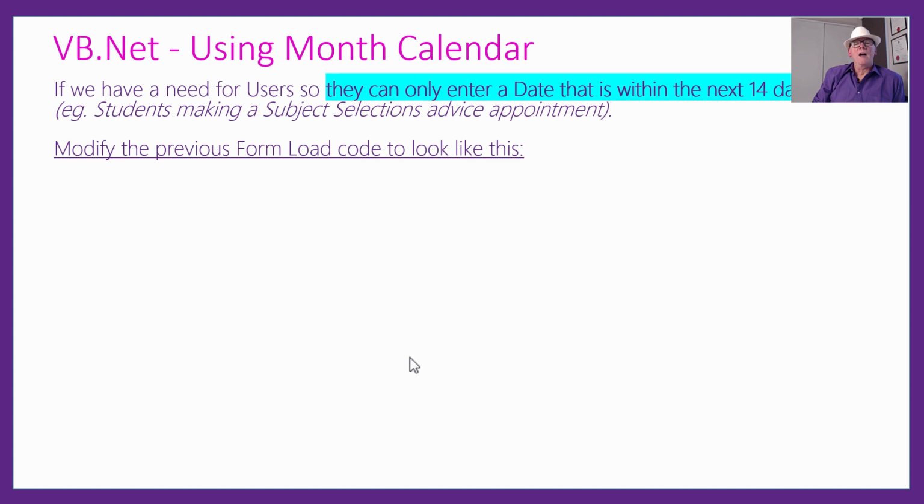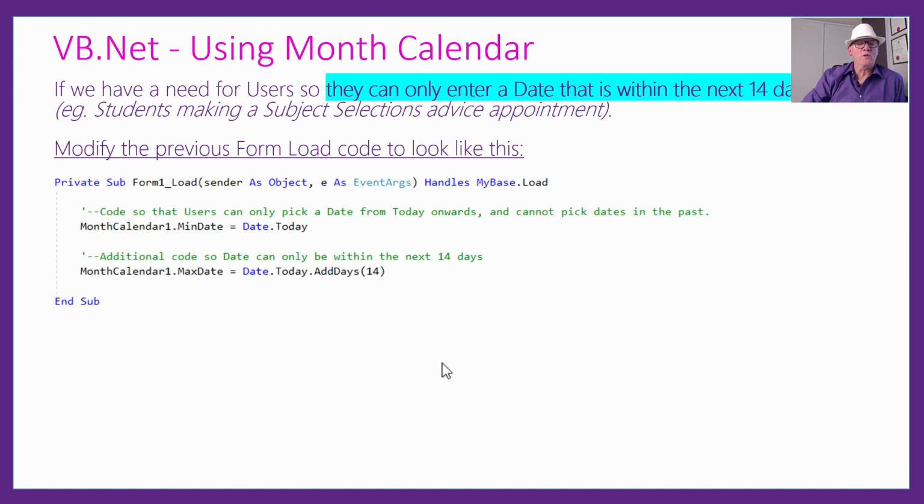Now, if we wanted to restrict to a date range, so in this case, let's say students are booking in to make a careers advice, subject selections advice appointment before they pick their subjects for senior school. What we could do is, let's say those appointments run for the next 2 weeks. Then we open up the bookings today and we only want them to enter a date that's within the next 2 weeks, within the next 14 days.